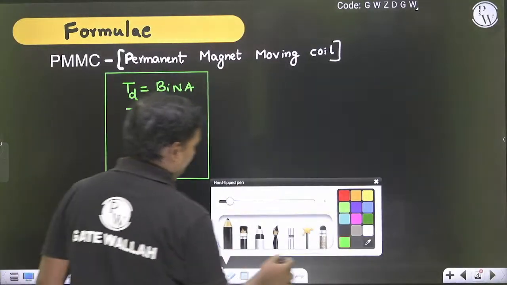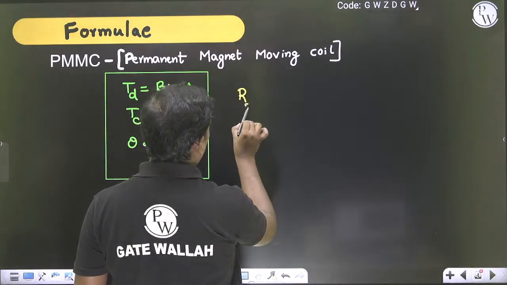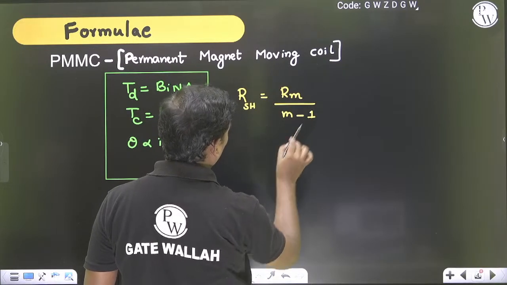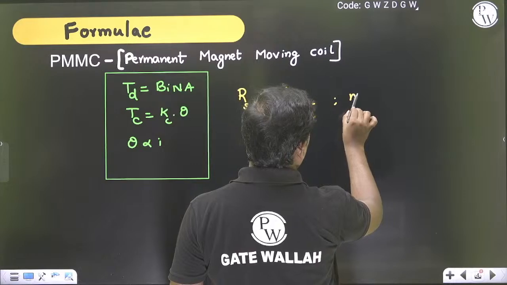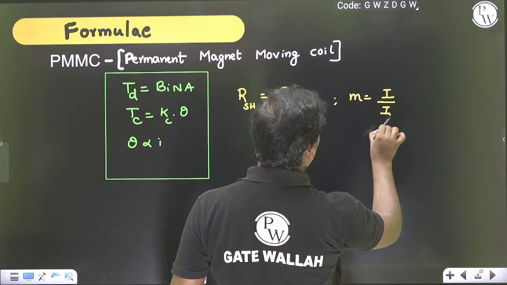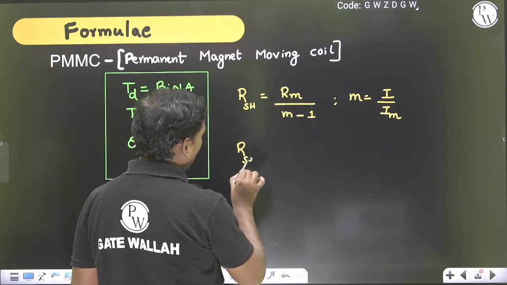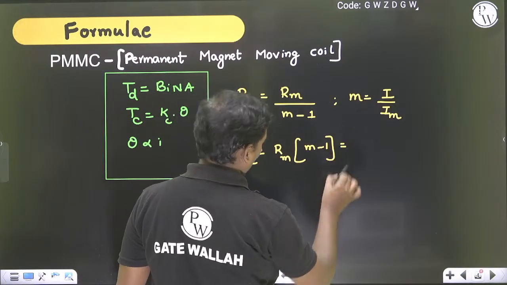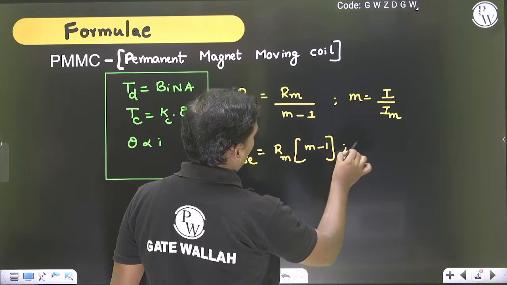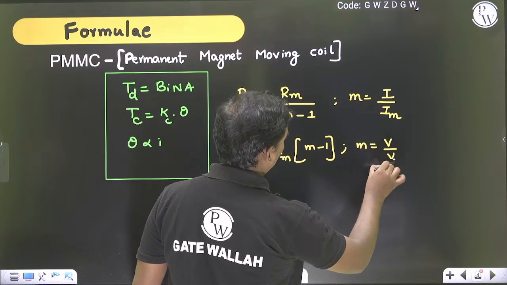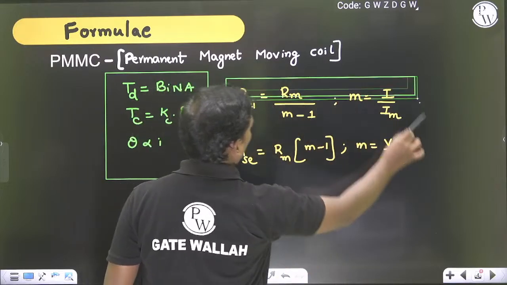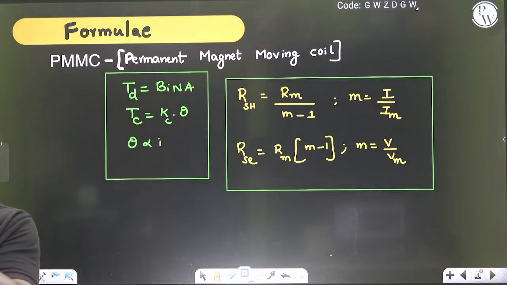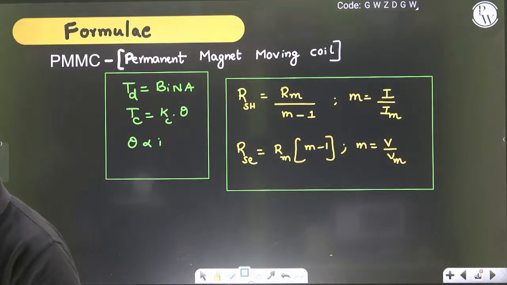Next, ammeter: RSH is equal to Rm by m minus 1, where m is equal to I by Im. Next, RSC is equal to Rm into m minus 1, where m is equal to V by Vm. So these are the basic formulas. Like this we have a list of formulas, dear. So you have to understand the list of formulas.